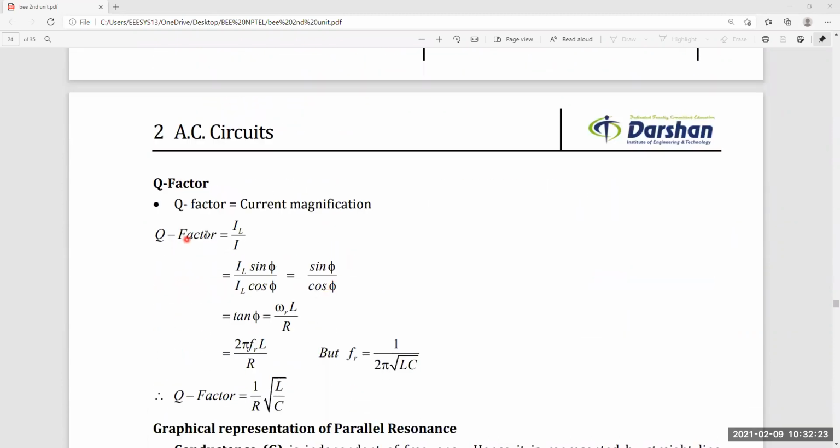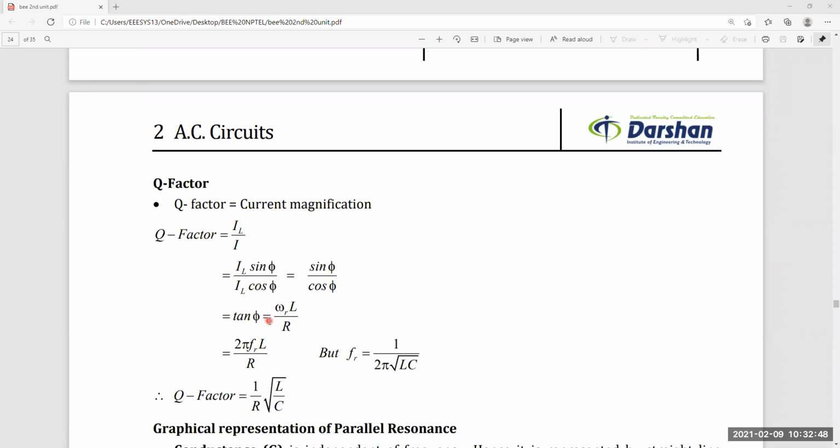Then the Q factor here is also the same, IL divided by I. Then IA is equal to IL sin phi, then IL cos phi. Simplify this expression and we get tan phi is equal to XL by R, from the impedance triangle. XL is equal to omega L.